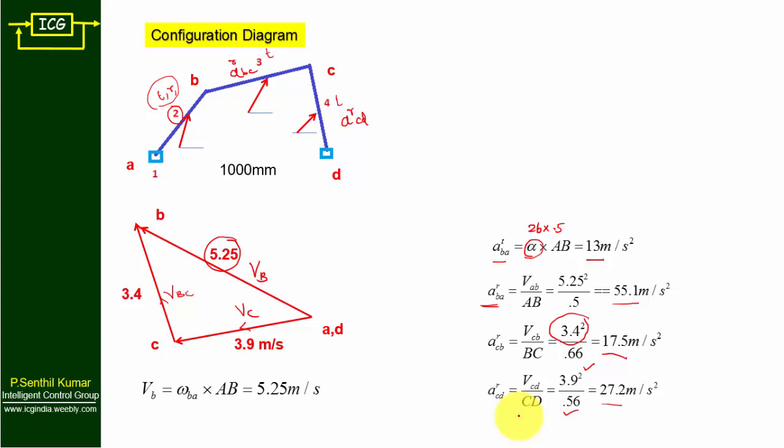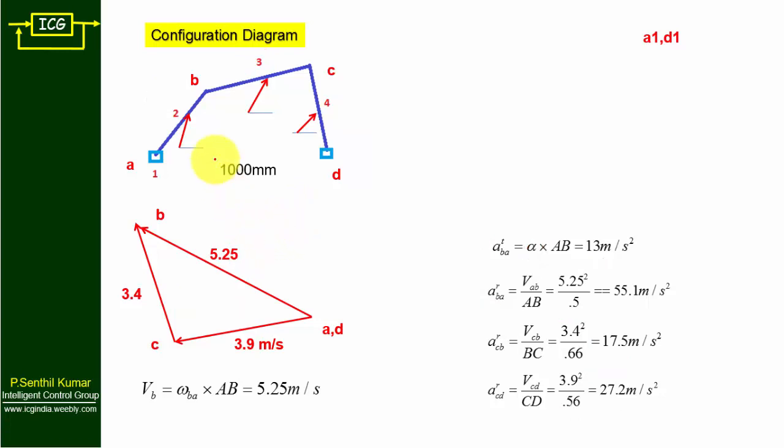So how do you draw the acceleration diagram? First you need to identify the fixed point. So A1, D1 are the fixed points. First I'm going to draw the tangential and radial components of BA. So how do you draw the radial component? Let me erase all the terms. Radial component is always parallel to the corresponding link. A radial of BA, A radial of BC, then this is A radial of CD.